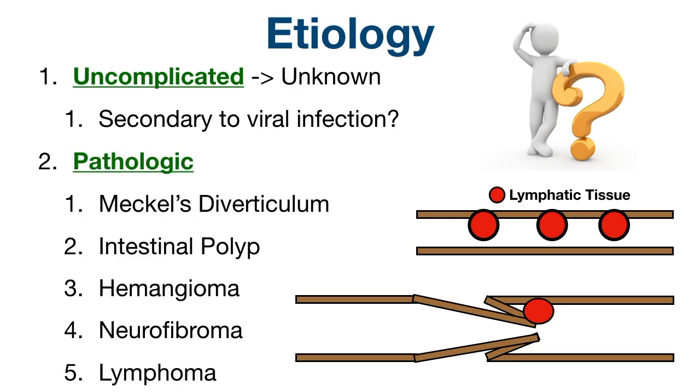Intussusception can also be caused by underlying pathology such as Meckel's diverticulum, intestinal polyps, hemangiomas, neurofibromas, or lymphoma. Any of these can potentially cause the intestine to telescope. Let's talk about how intussusception is diagnosed.